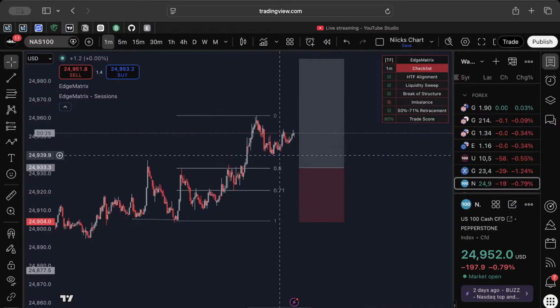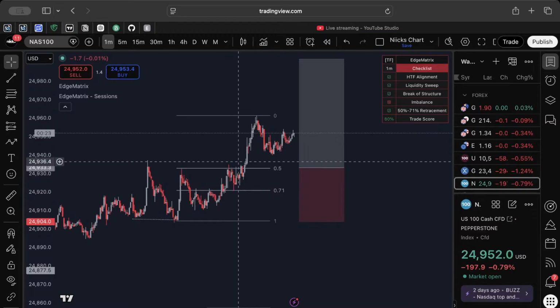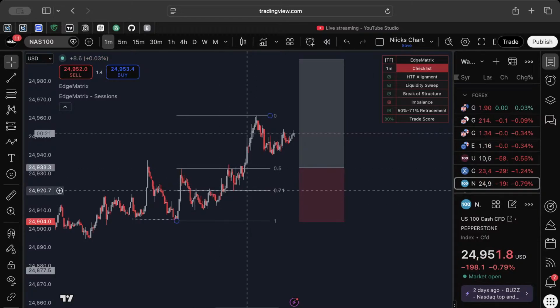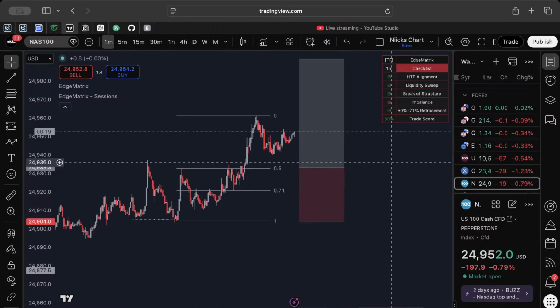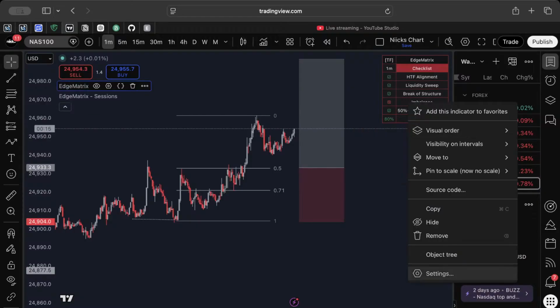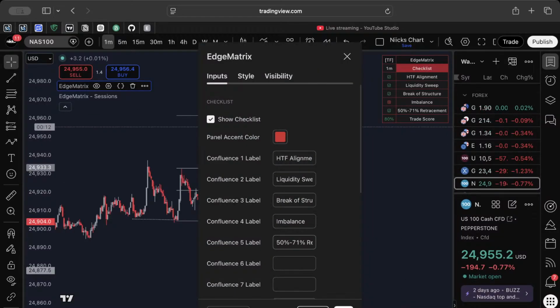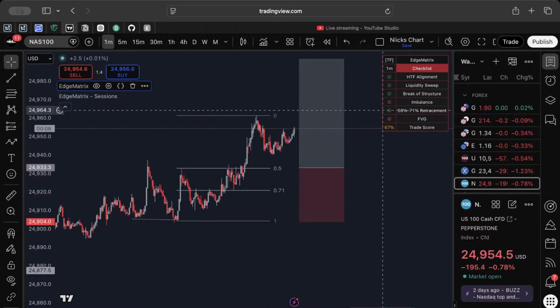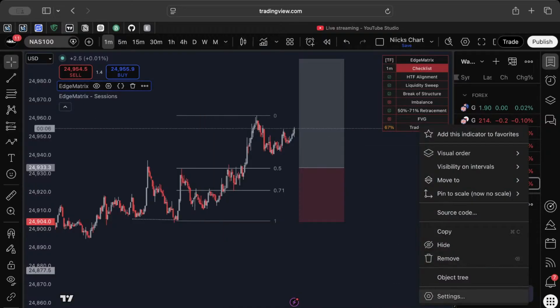The one thing that doesn't make it 100% is the fact that there's not a lot of imbalance within this leg. Again, that's not necessary, but I do like seeing it and adding to the probabilities of my overall trade. But this is still a really good trade. The reason I'm coming out with this is that you can change this to anything. You can even add more confluences, like fair value gaps, and it automatically calculates your score based off if it's checked off or not.